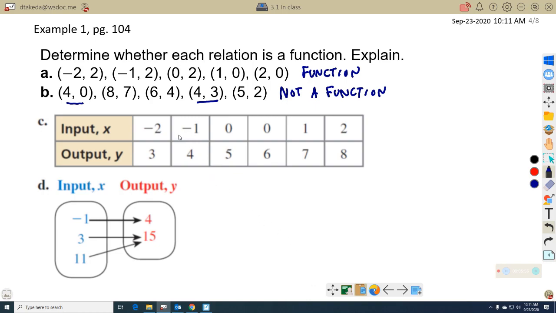That's what we're going to be looking for in this input-output table here. Essentially, you're looking for this kind of case where you have the input value twice. This is our input value twice. Is it paired the same each time? No, we have 0, 5 and 0, 6. So this is not a function.